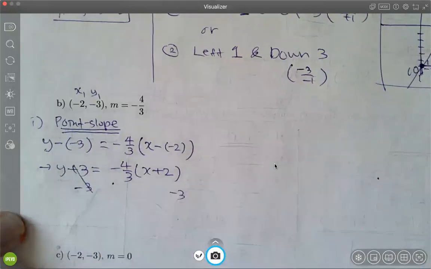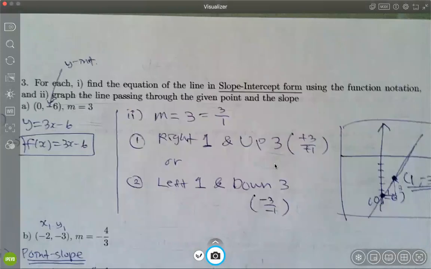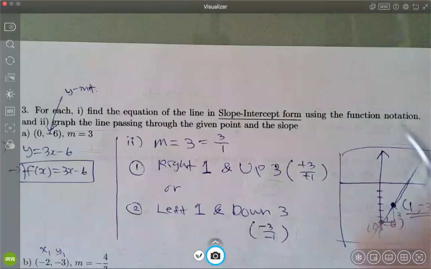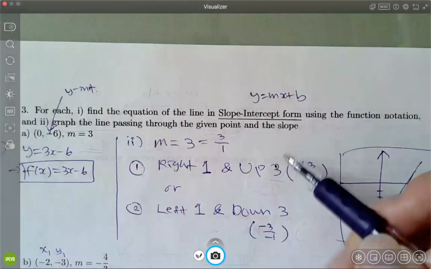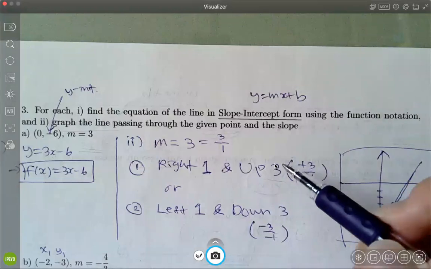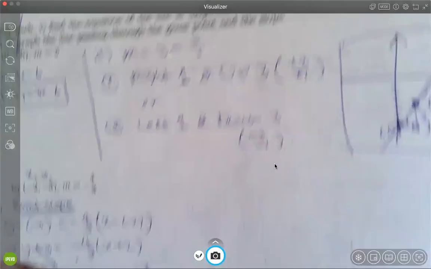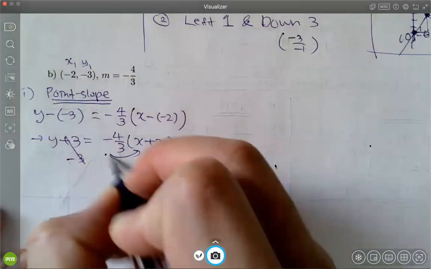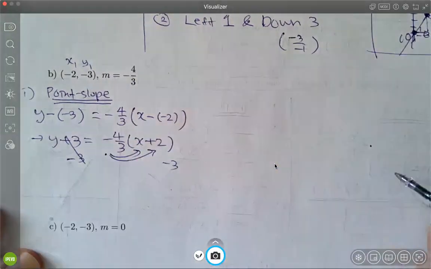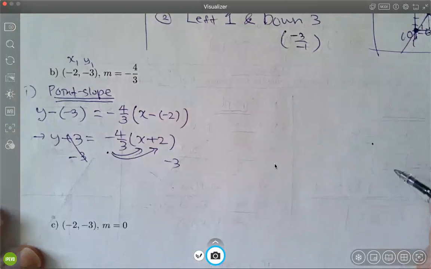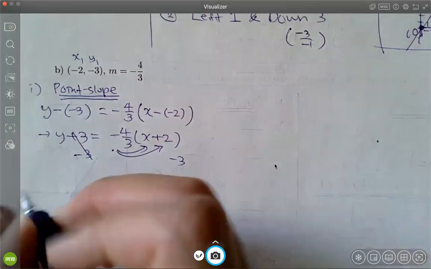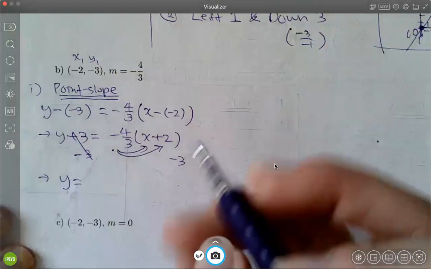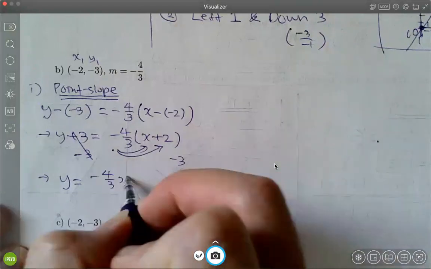And now one more thing that we have to do. In the slope-intercept form, remember, it's y equals mx plus b, which means we don't see any parentheses, right? So what do you have to do? Distribute the -4/3. So what do we get? Y equals -4/3 x. That's pretty simple.